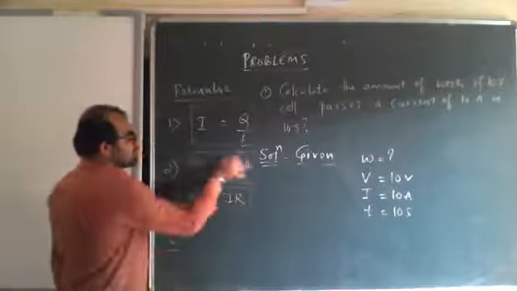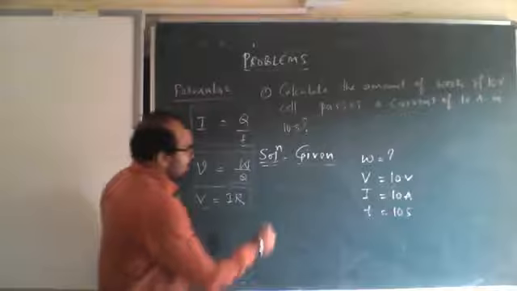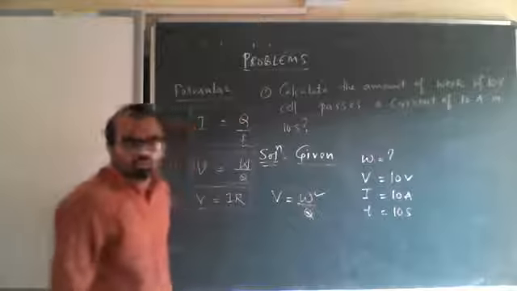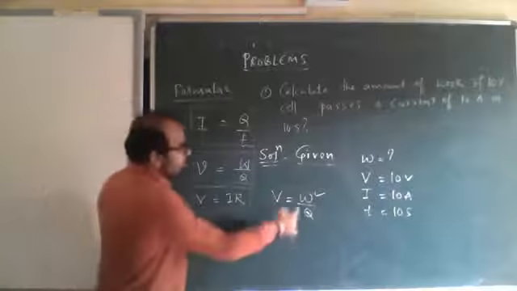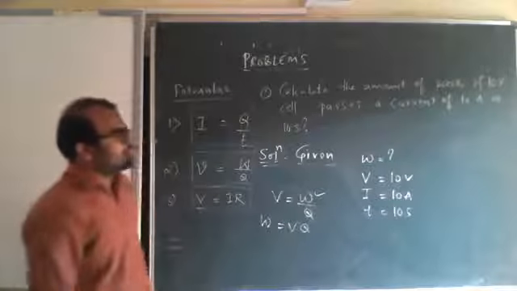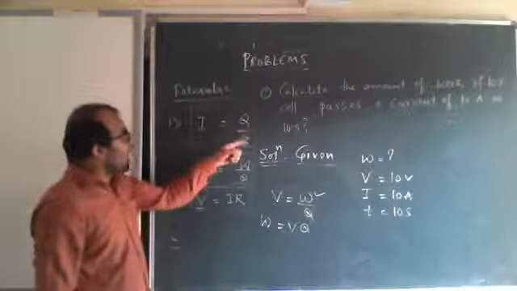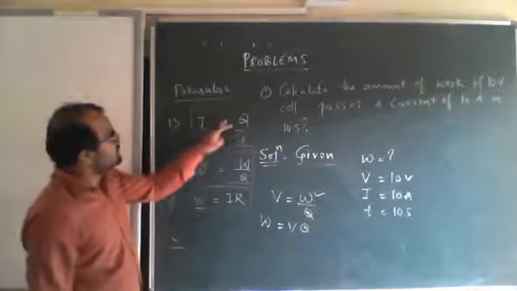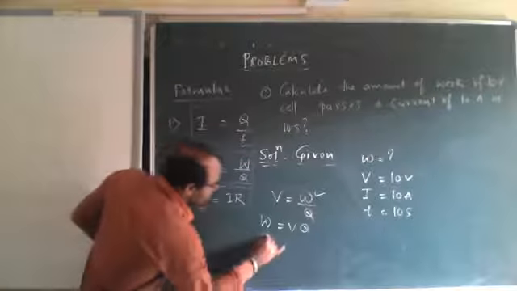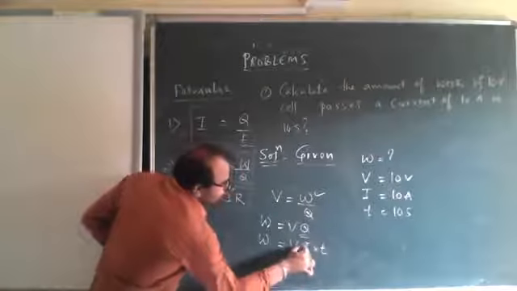So what is the formula here for us? W is in this formula, right? V equal to W by Q. So I will write V equal to W by Q. But I want W, so if Q comes this side, W equal to V into Q. Do you agree? Okay, but Q is not there. But Q is equal to I into T. Here I is equal to Q by T, so Q will become I into T. So I will write W equal to V into, in place of Q, I into T. Do you agree?